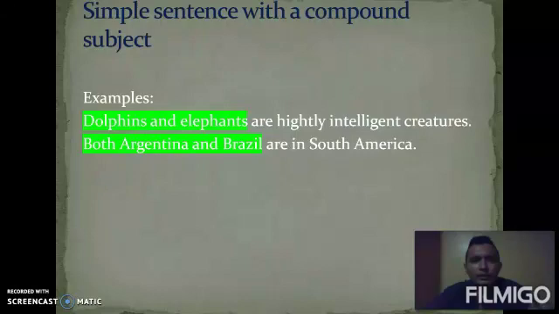Now we can analyze the simple sentence with a compound subject. A simple sentence has a compound subject when there is more than one subject. For example, dolphins and elephants are highly intelligent creatures. The predicate is describing dolphins and elephants, two subjects. Another example is: both Argentina and Brazil are in South America.